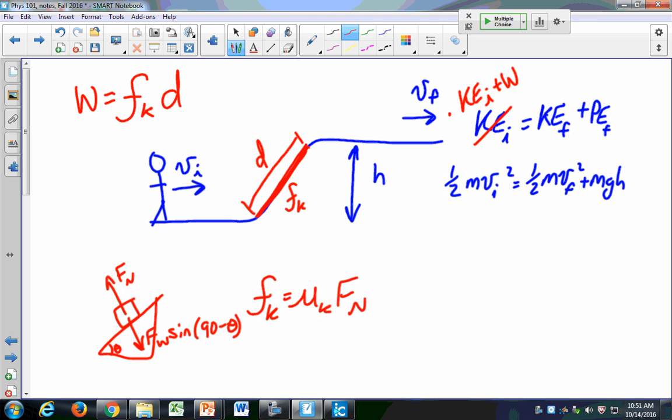Well, you're adding negative work. This work right here comes out to be negative because Fk and d are in opposite directions. And so the frictional force will be doing negative work.